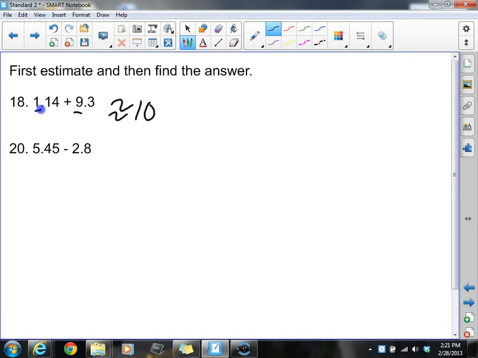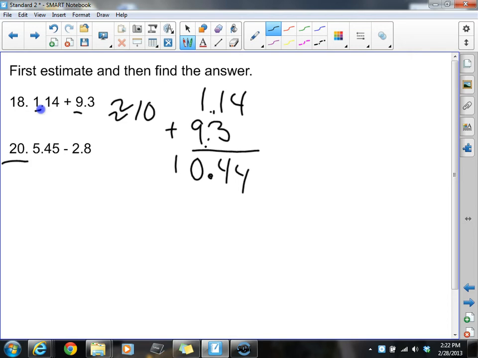So about 10, and when I go ahead and add these up, 1.14, and then I'll pause right here because this is key. You have to line up the decimal right there. There we go. See, my decimal is lined up. That's very key. So now I can add them. So 4 plus 0 is going to be 4. 3 plus 1 is going to be 4. 9 plus 1 is going to be 10. And I bring my decimal down. So there we go. My first answer is 10 and 44 hundredths. So that is adding decimals. The key is line up the decimal point.